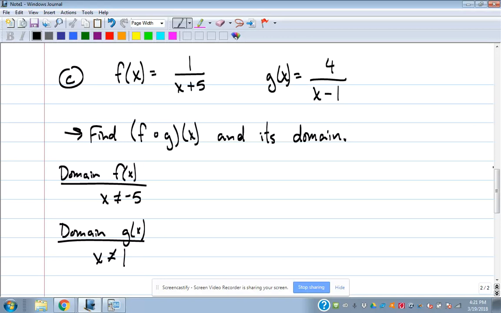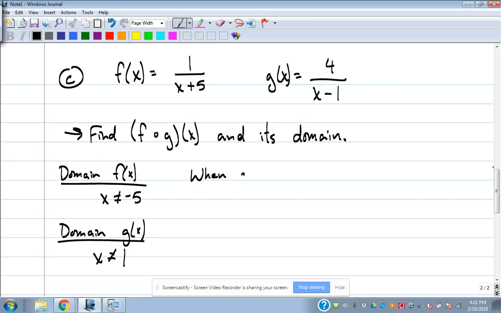When you're doing a domain of a composite function, the y values of the g of x function, the second function, are actually the domain of the first function. So what we've got to do is answer the question, when does g of x meet this restriction? When is the y value for this negative 5?